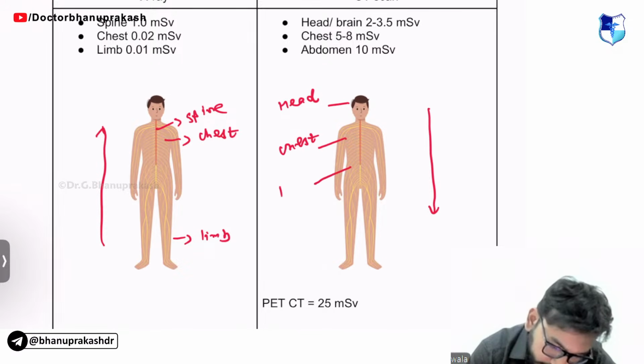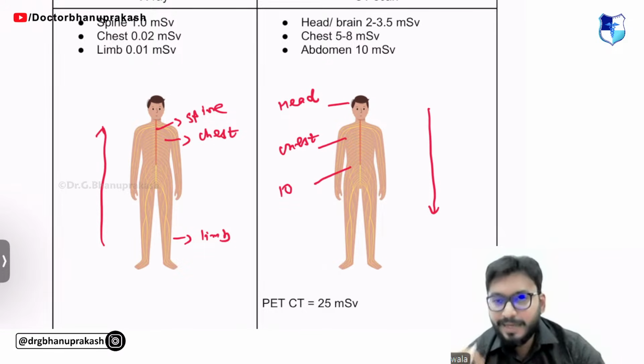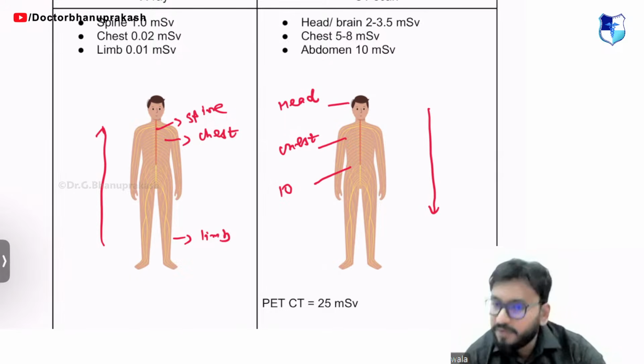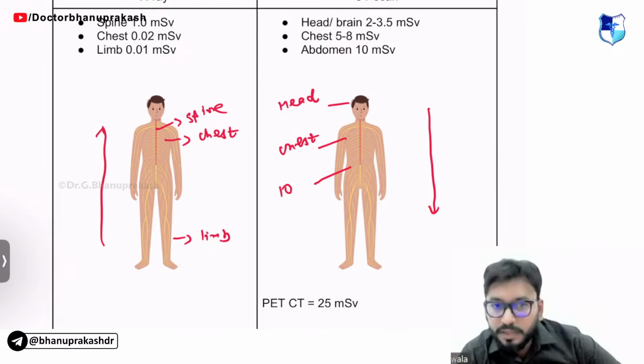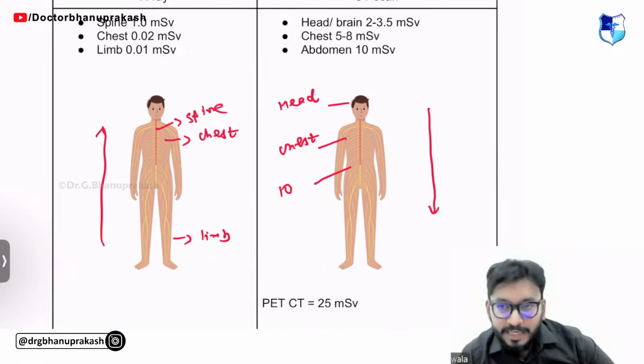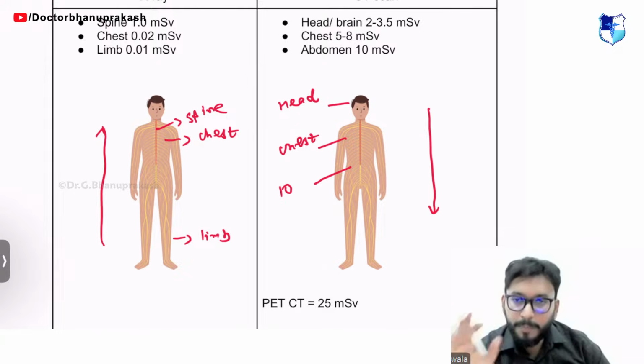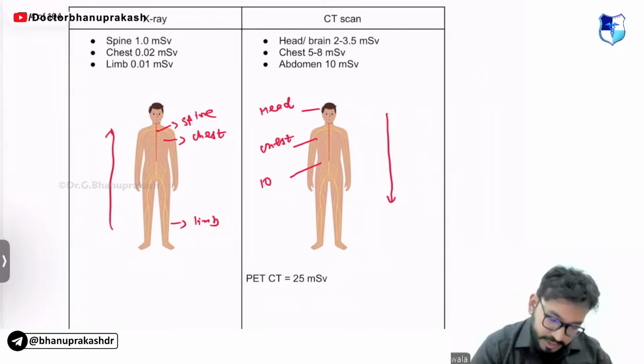CT abdo, guys, is 10 millisieverts, and PET CT is the maximum. PET CT is a maximum of 25 millisieverts. So what you have to remember here is abdo is maximum in CT, but PET CT is more than abdo. Abdo is 10, chest X-ray is 0.02. That's all you have to remember from this table.